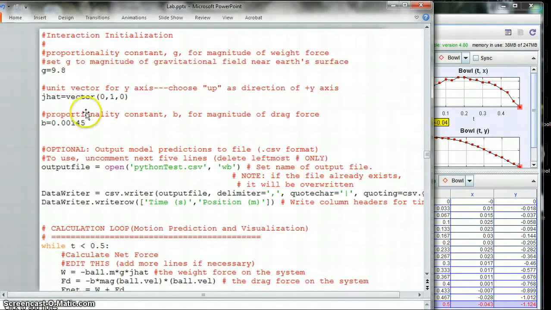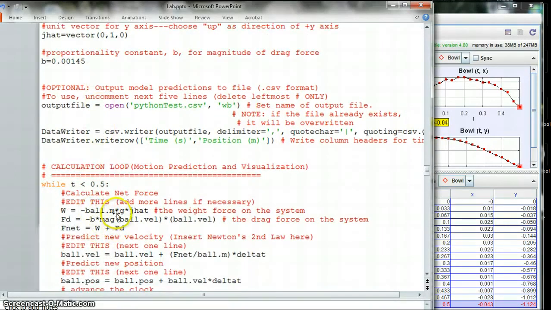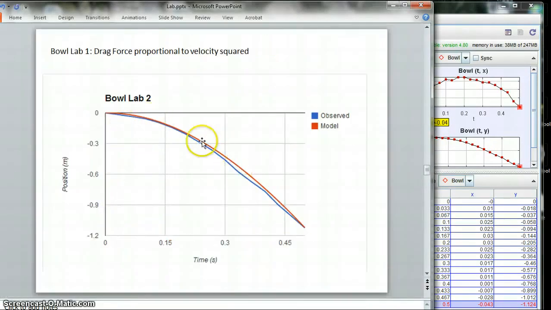I did the second one again, this time with a slightly different proportionality constant, because the drag force is different on the bowl when it's facing the other direction. Same code. And again, the graph was much better. It's still a little bit different here, but it's a much closer correlation.